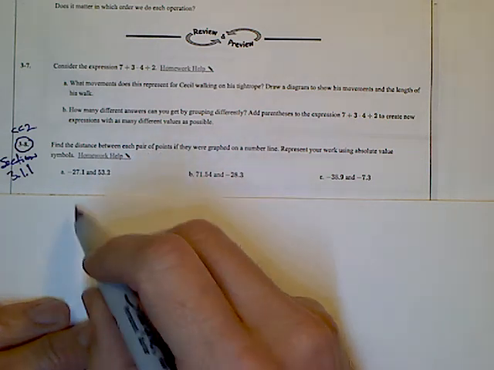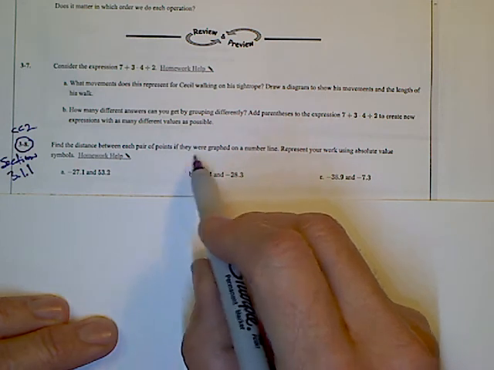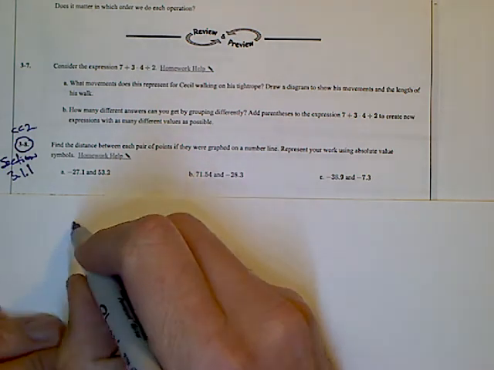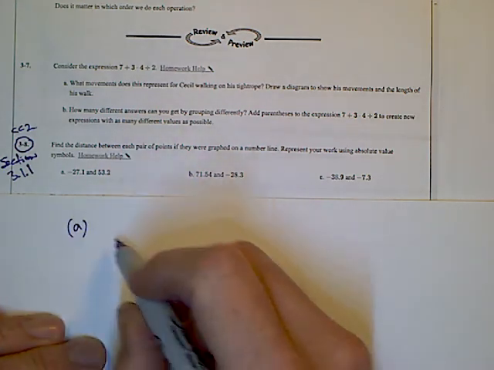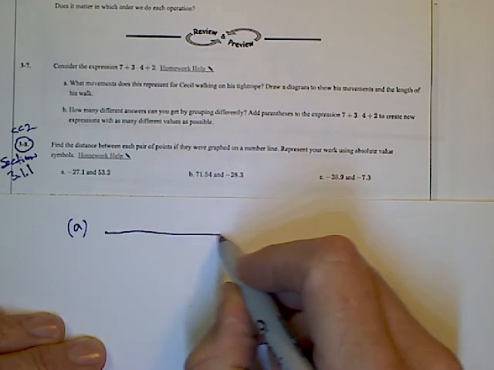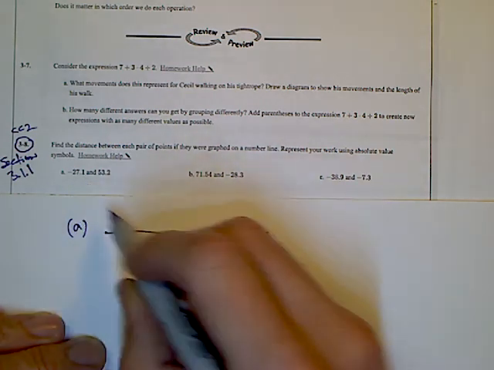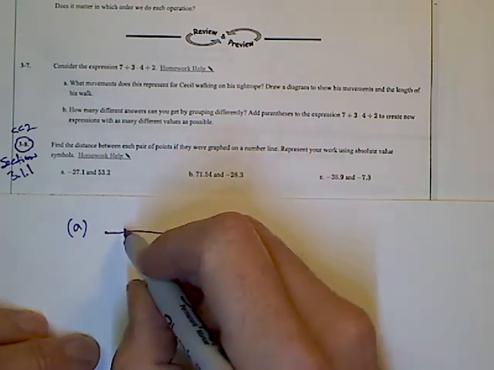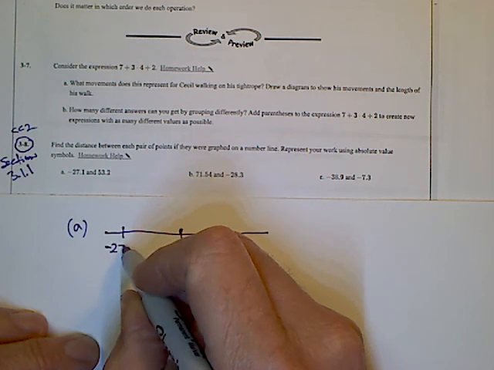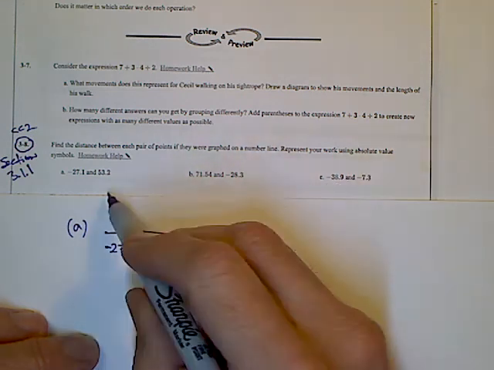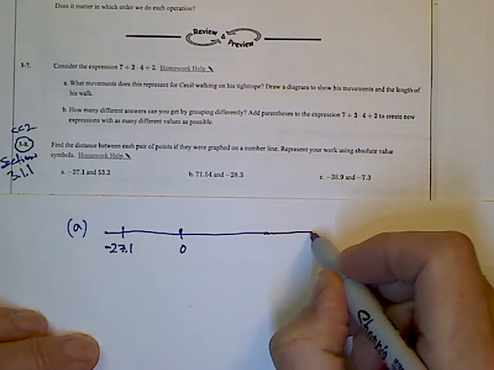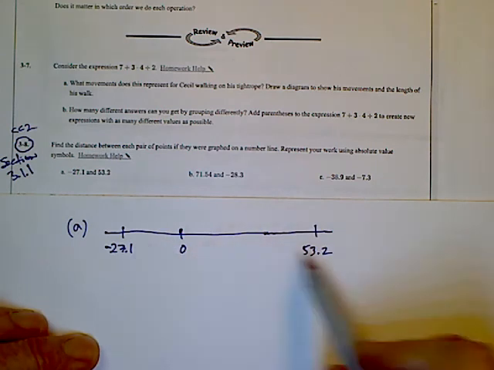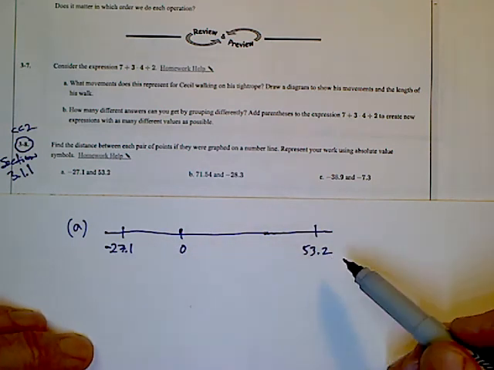So these are 2 points on a number line, and they want us to find out what that distance is between them if they were graphed on a number line. So what does that mean? Here I'm going to look at it on a number line. I have negative 27.1. So where is that? I'll just put a 0 in place so we have a reference. Just an estimate of where negative 27.1 would be. And then the other number is 53.2, so I'll put that over here. This is the estimation of where those 2 points would be on the graph.